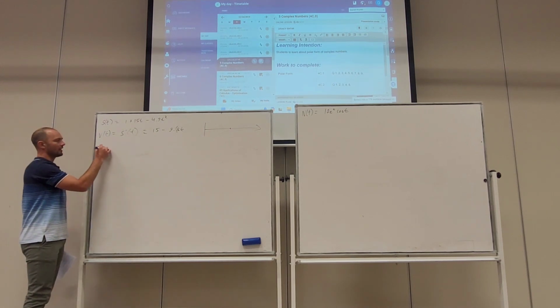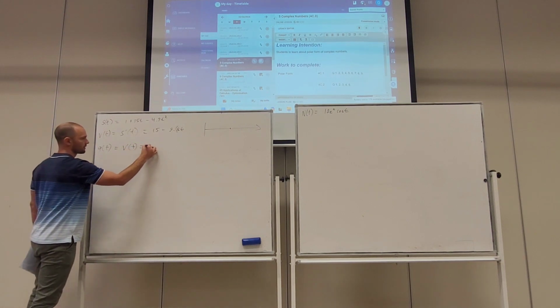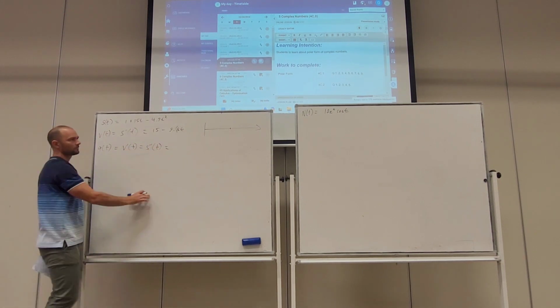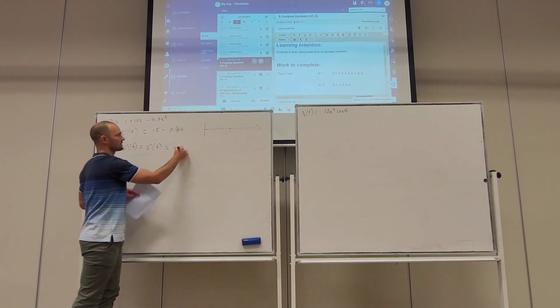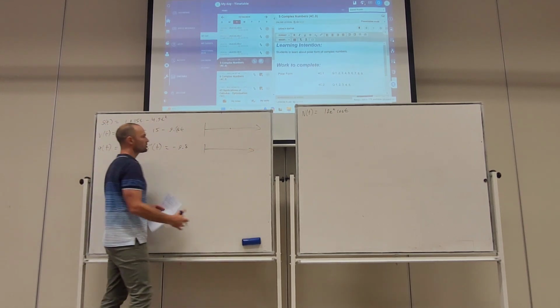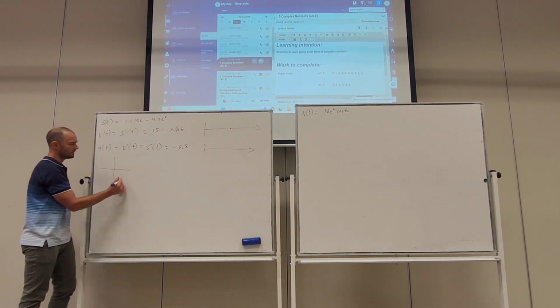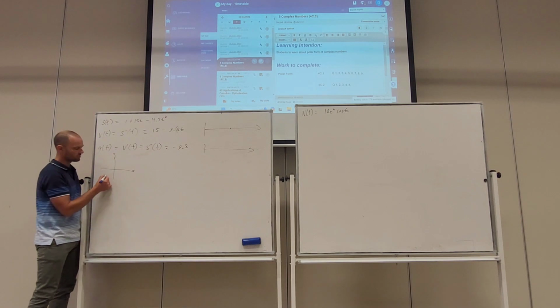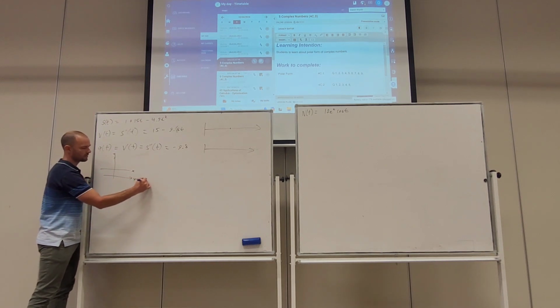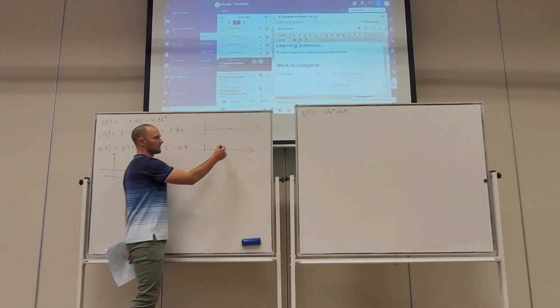And then a of t is the derivative of v, which is the second derivative of displacement. So when we differentiate this, we're just left with minus 9.8, which is the equation of a line. If you graph a of t, it's just y equals minus 9.8. It doesn't matter the x value, it's always going to be negative.